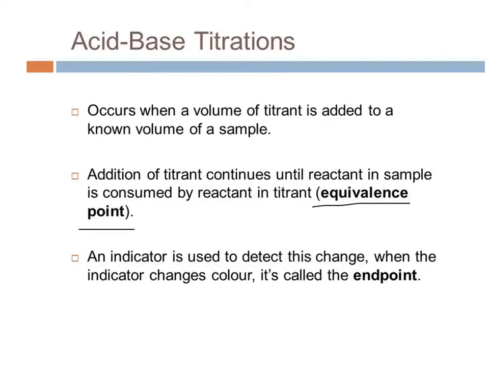Typically, we use an indicator to detect this change, such as phenolphthalein. And when the indicator changes color, in terms of phenolphthalein, that would be from colorless to pink, it is called the endpoint.